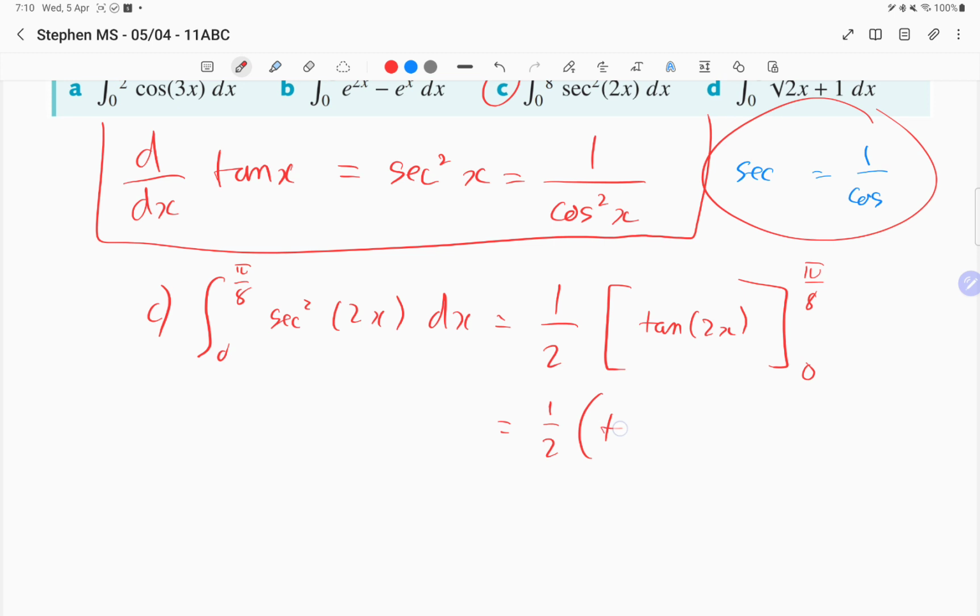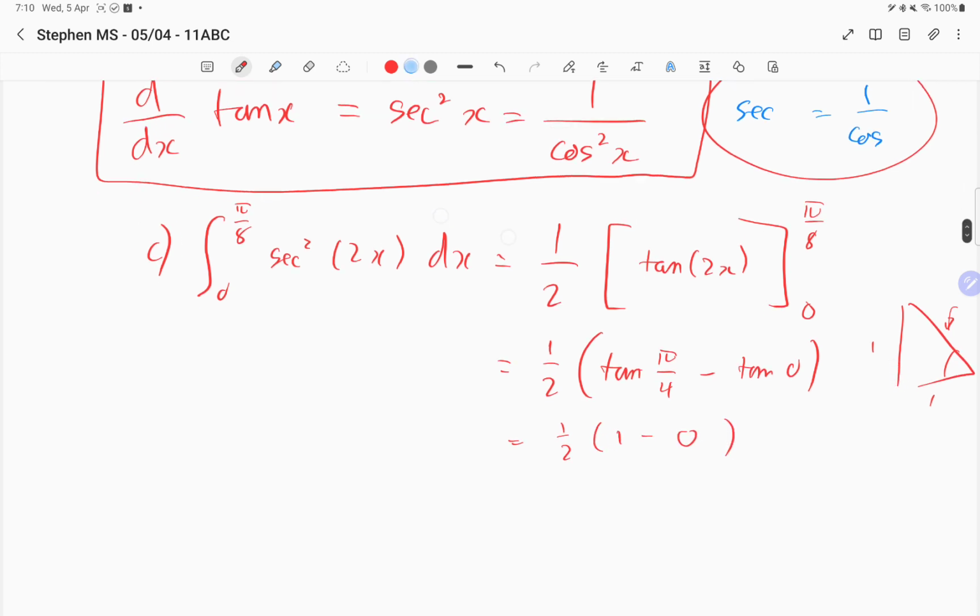So sub it in would be tan of 2 times pi on 8, which is pi on 4. So tan of pi on 4 minus tan of 0. The rest is easy, right? What's tan of pi on 4? It's the triangle thing, 1, 1, root 2. Pi on 4 is this, tan of that is 1. So that'll be 1 minus tan of 0, which is 0.